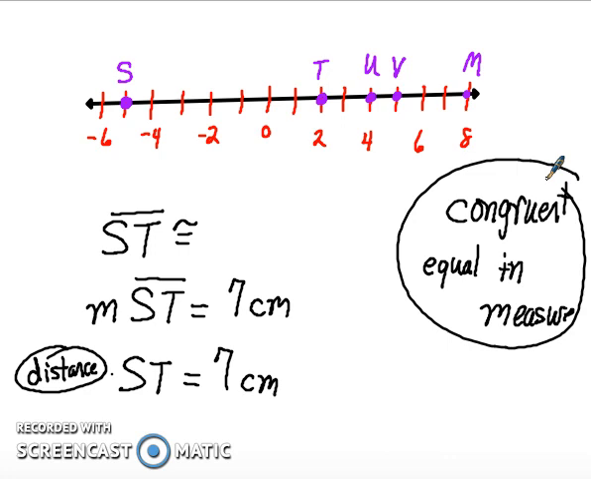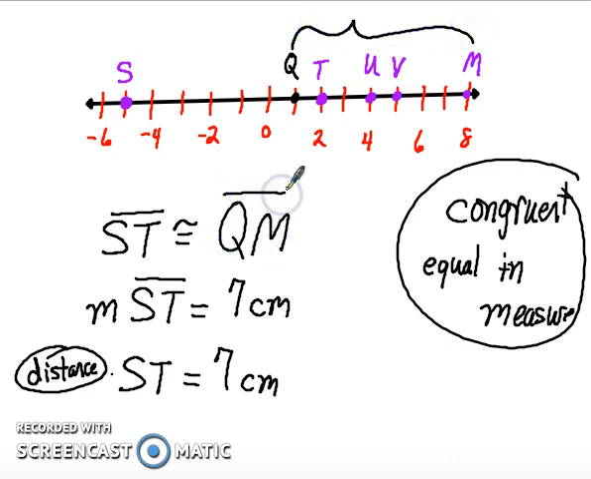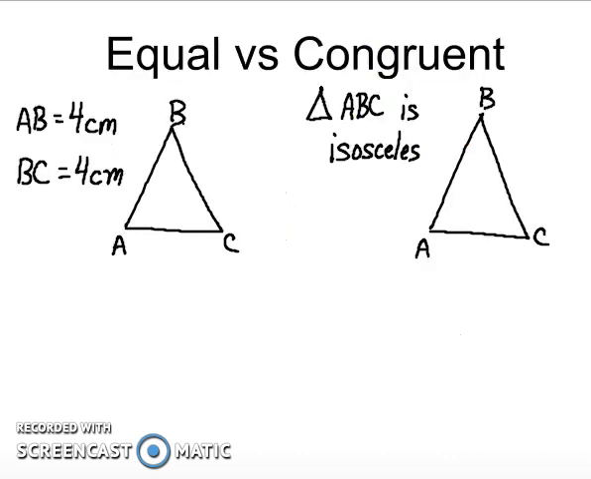And just off the top of the head, what else? Let's see, that's something that's -5 to 2, that's something that's 7 away. Is there anything else here that's 7 away? Well, I guess we need to put another point in here. We could put some point in here and call it Q. And then we could say that QM is congruent to ST. Those two are equal in measure, but they're not equal to each other. They're not the same. Okay, so this is what we were talking about here, equal versus congruent.